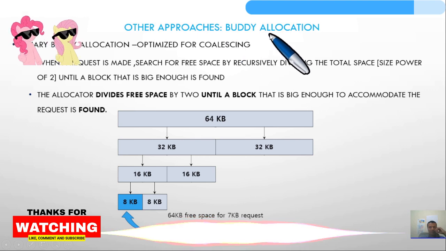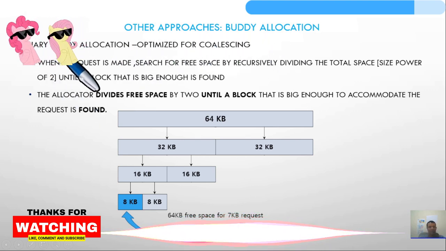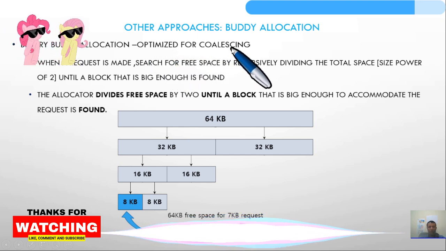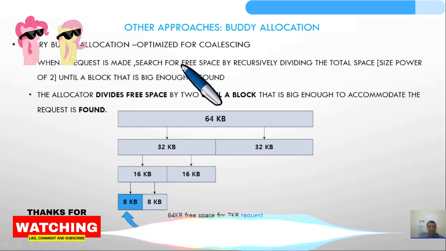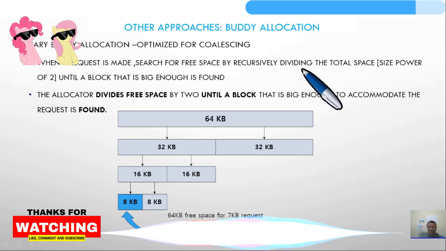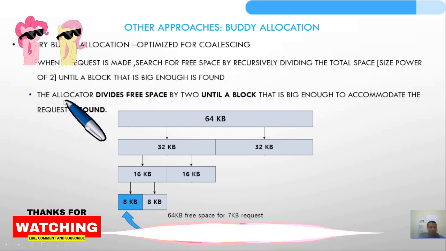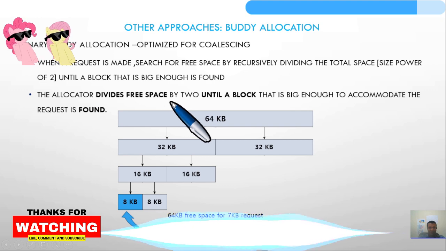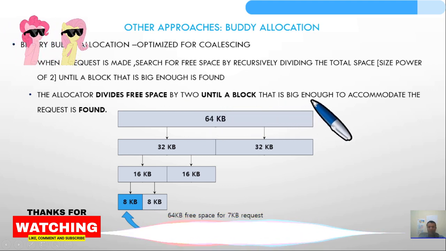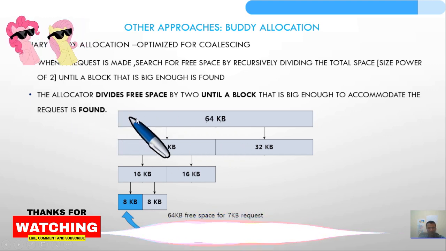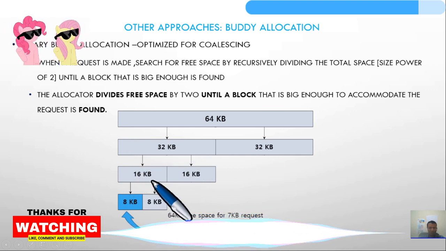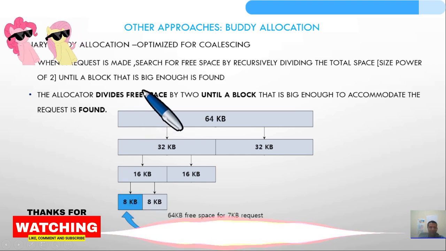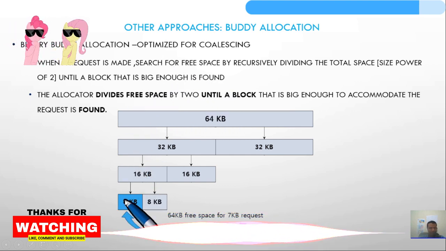Now the other one is buddy allocation. Binary buddy allocation is optimized for coalescing. When a request is made, it searches for free space by recursively dividing the total space by 2, in powers of 2, until a block that is big enough is found. For example, if you have 64 kilobytes of memory, it will divide it into 32 kilobytes, then 32 into 16, then 16 into 8. As you can see, we request 7 kilobytes, so it will be placed here.